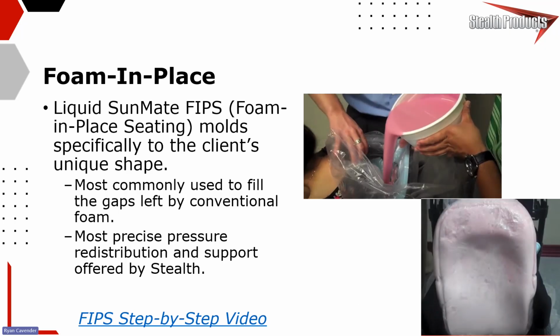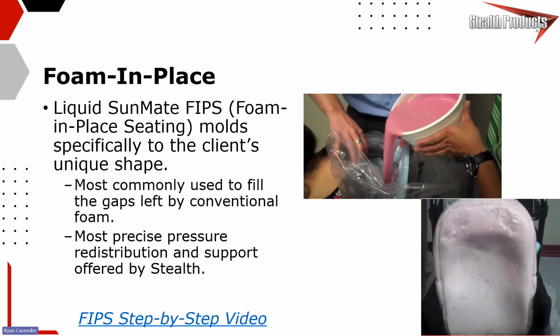Foam in place on the TFB linear and contour series that we're about to look at, we do offer liquid foam in place. So this is a liquid Sunmate solution that once you mix all of these chemicals, it'll expand into your normal Sunmate foam. With TFB, what we're using this for typically is just to fill the gaps and ensure the best pressure distribution that we possibly can. We're not asking to create full-blown custom molded seating with this foam in place, things like that. We're just ensuring full contact with that back support and its foam.